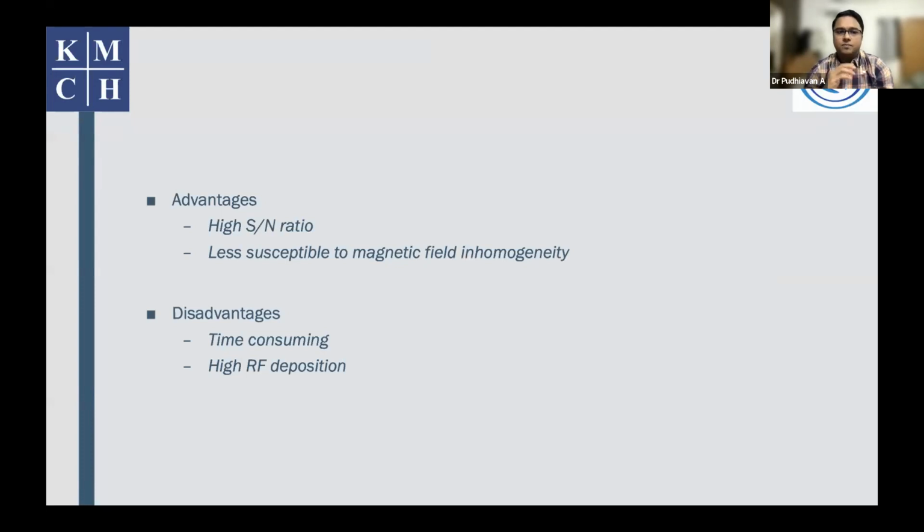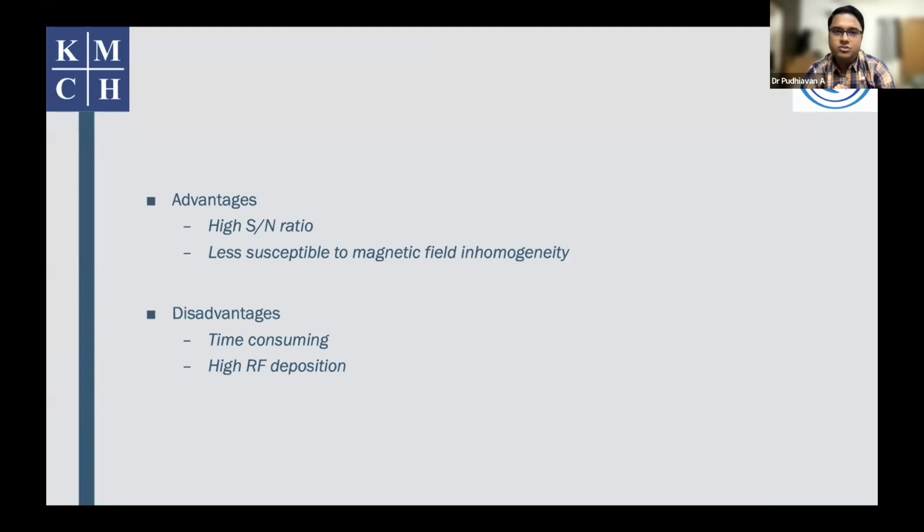The advantage of a spin echo sequence is that it has a very high signal to noise ratio. Because the 180-degree pulse makes all the protons come in phase, the signal that comes from the protons has the highest amplitude, and hence the signal to noise ratio is very high. And it is also much less susceptible to magnetic field inhomogeneity because of the 180-degree pulse that is used.